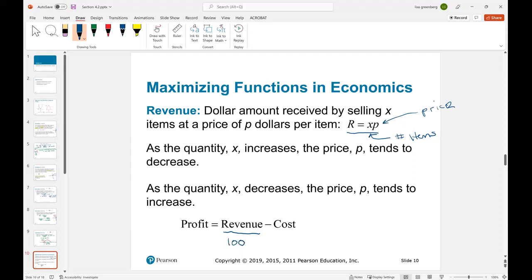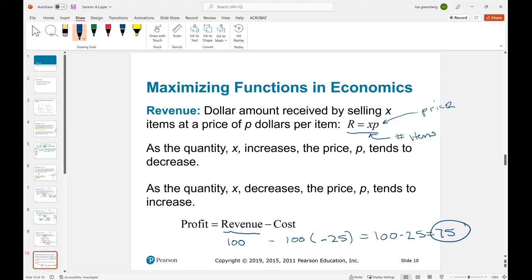But each thing cost me only 25 cents. So now I subtract the cost. I'm at the dollar store, so it's 100 times what it costs me, which is only 25 cents to buy each one of them. So my profit is going to be 100 minus $25, which is $75. That's my profit.